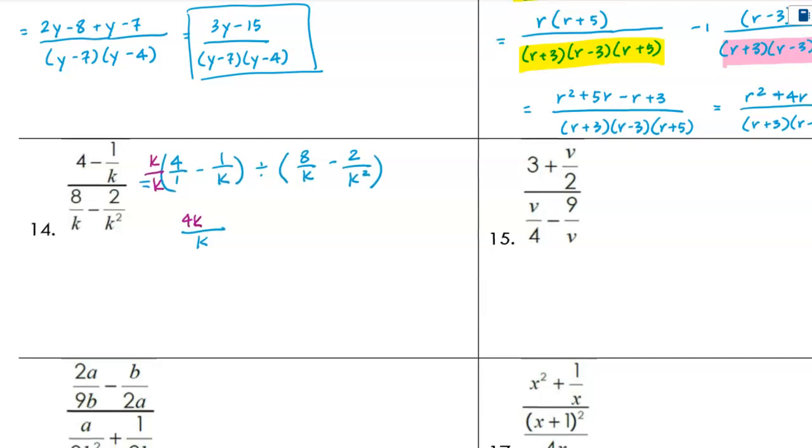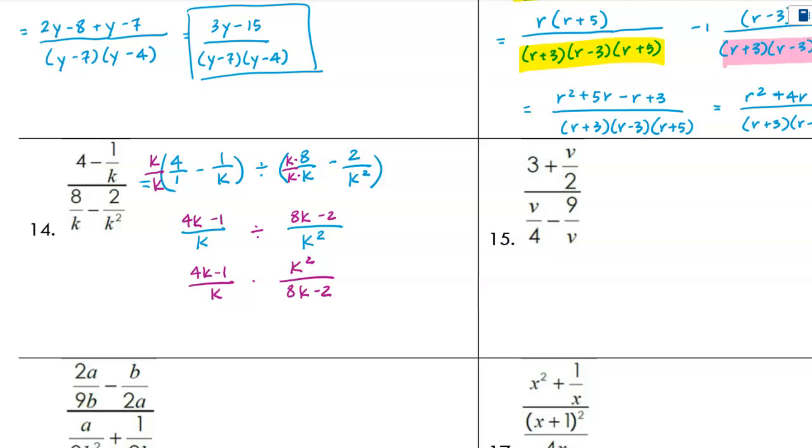So I end up with a 4k minus 1 divided by the denominator of this, which is going to be k squared. So I'm going to multiply numerator and denominator by k to get that k squared in the denominator. So 8k minus 2. Okay, keep, change, flip. Take the reciprocal and multiply it.